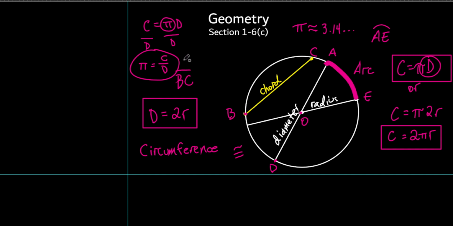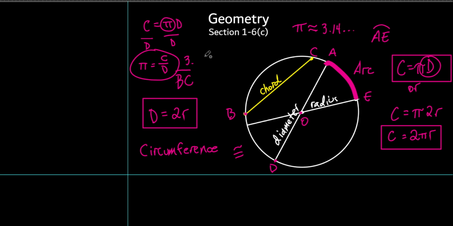And I would always get 3 point, what do you think? Well, you'd think you would, but measuring with a piece of string and measuring with a ruler is not the most accurate thing in the world. But I'd always get just a little bit more than 3, all right? So it wasn't exactly 3.14.